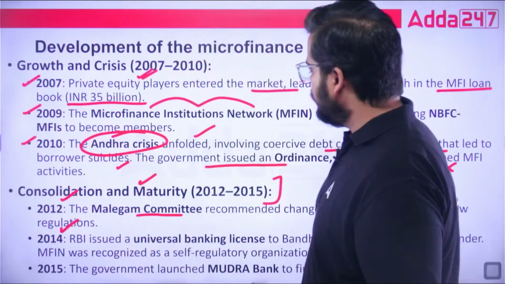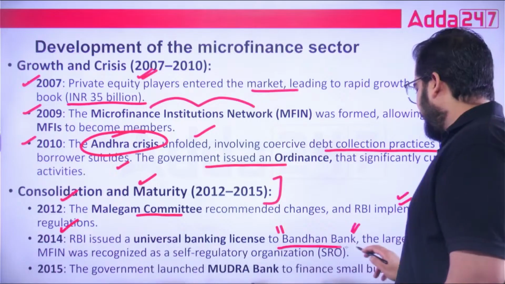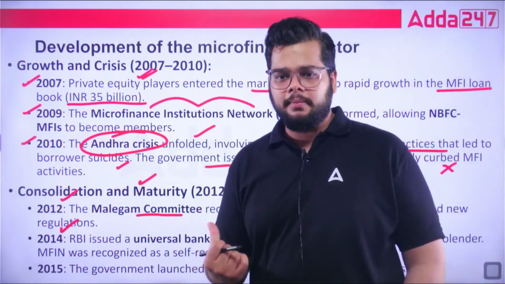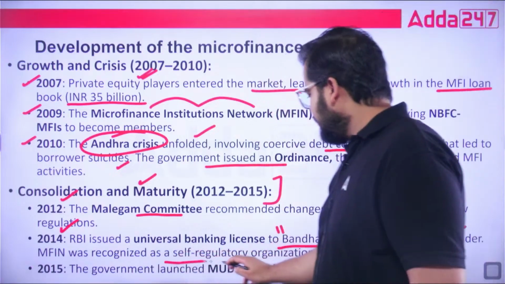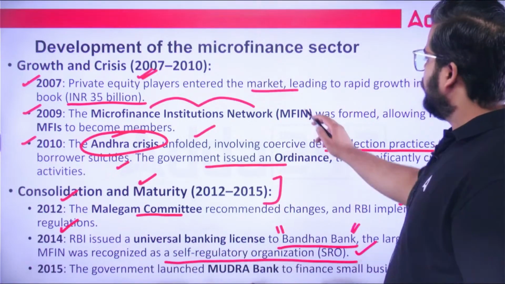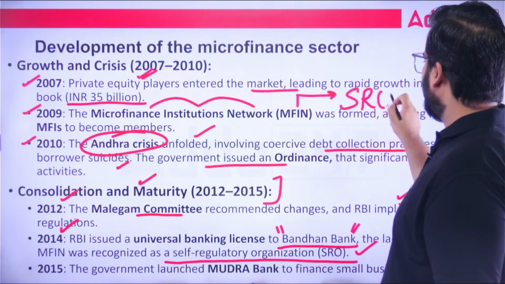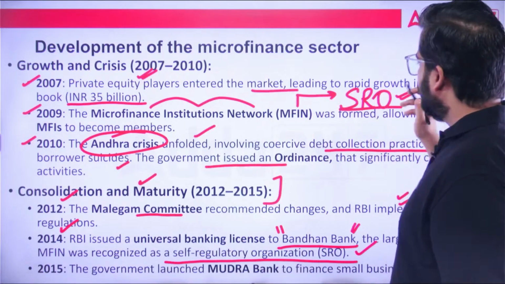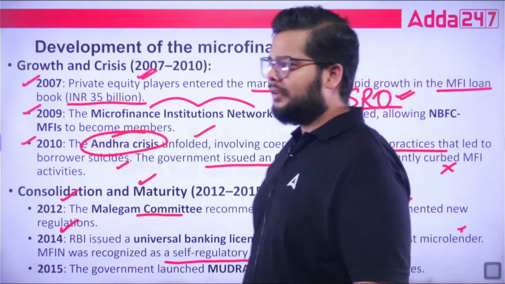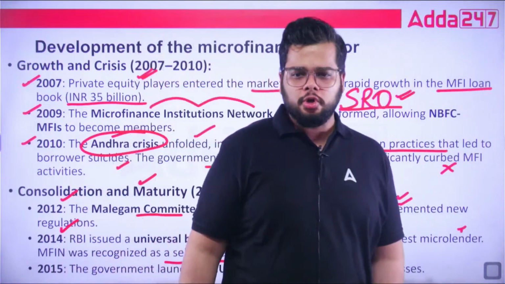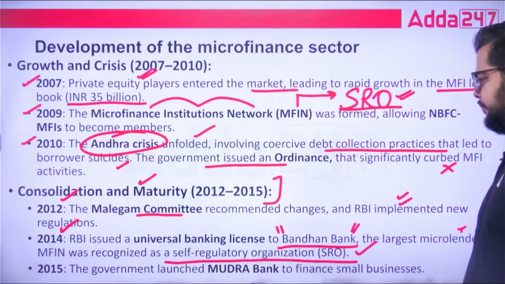In 2014, RBI issued a universal banking license to Bandhan Bank. So 2014 is a landmark in itself for Bandhan Bank, the largest micro lender. MFIN was recognized as a self-regulatory organization as well. So ultimately, when we talk about MFIN, it is what? A self-regulatory organization, so that you can easily promote the lending activities and the services provided under the insurance sector, pension sector and the deposits for microfinance.